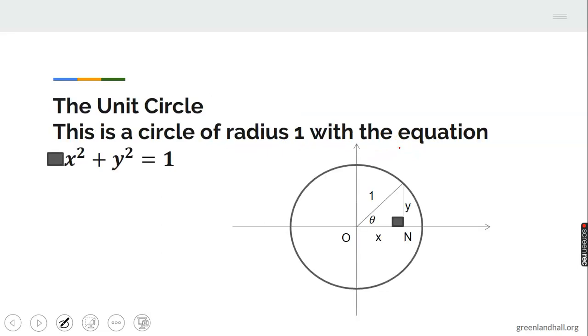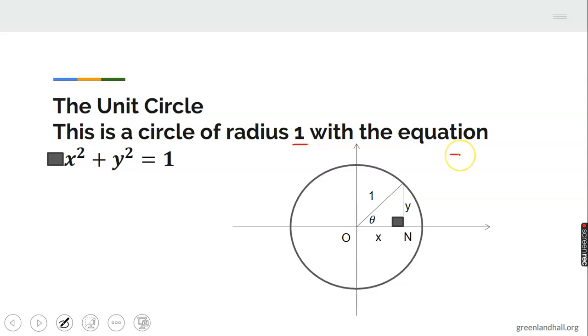Now I want to discuss something similar to what we are doing. It's called a unit circle. You all know a circle. What is now a unit circle? It's a circle of radius 1. The radius is 1 unit.